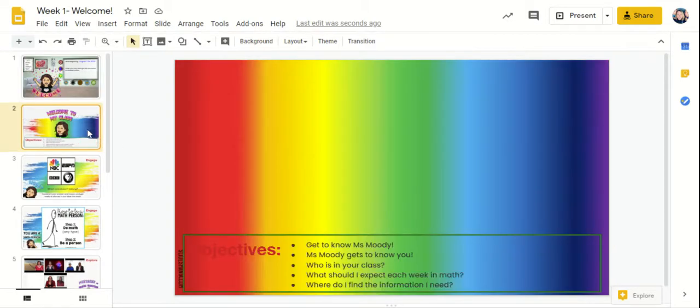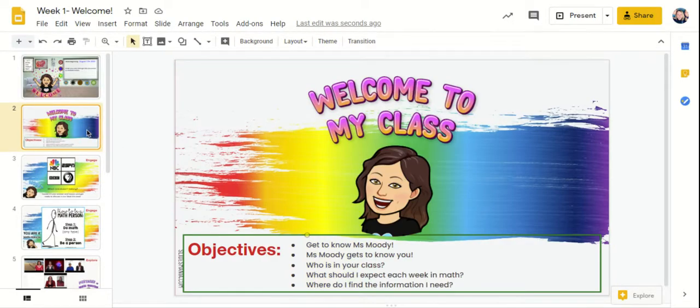The next slide is always going to tell you the objectives. I think it's really important. So obviously this week, your objectives are to get to know me, for me to get to know you, who's in your class, and what you should expect each week in math. And obviously these will be math objectives typically. But this week, our objectives are a little bit different. So either way, that next slide is going to be, hey, what are we getting to know? What do I need to know for this week? What will I end up learning? So if you ever want to go back to this, you can check off and see how well you met those objectives.